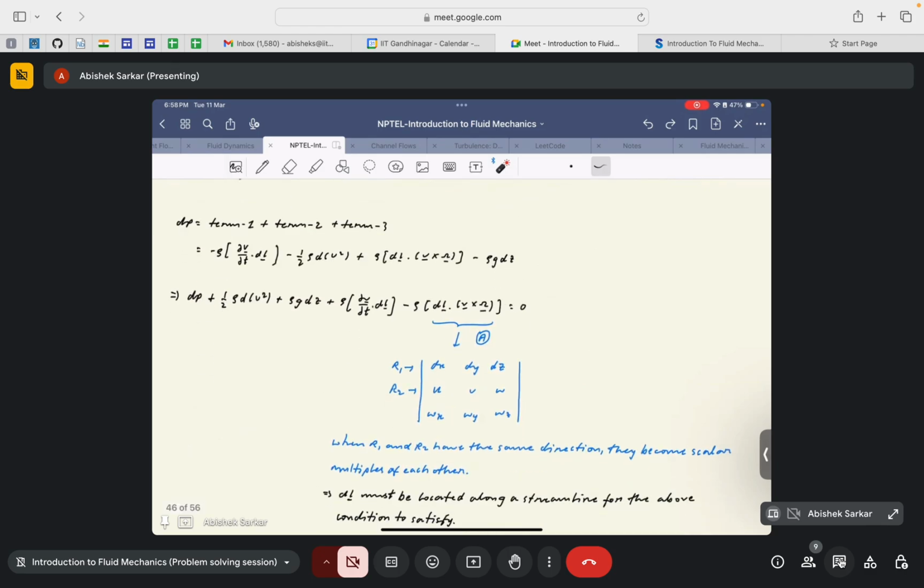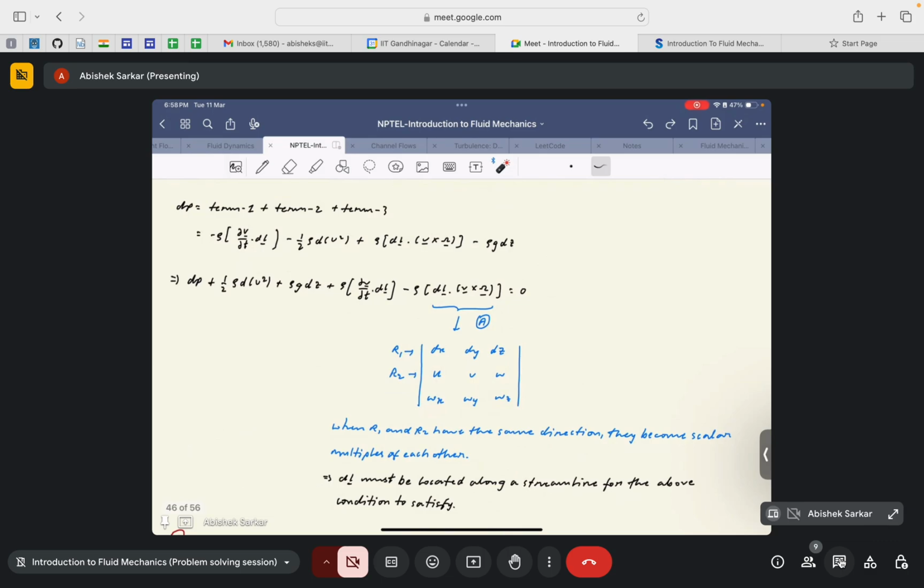And then again, if you rearrange these terms, you will be left with dp plus half rho dv square plus rho g dz plus rho ∂v/∂t dot dl minus rho dl dot v cross the vorticity omega. Okay, so up to these terms, if you just try to visualize it, you will see that these first three terms are quite familiar from the Bernoulli's equation that we know very well. It's just the integration of these terms that gives you the Bernoulli's equation, right?